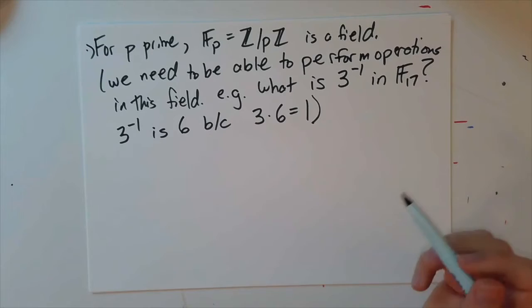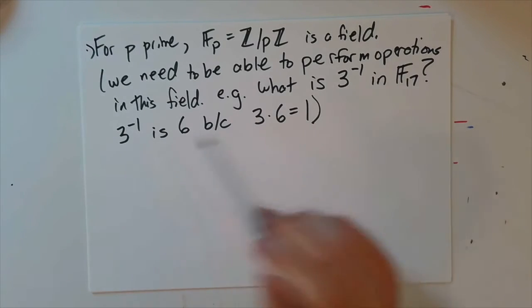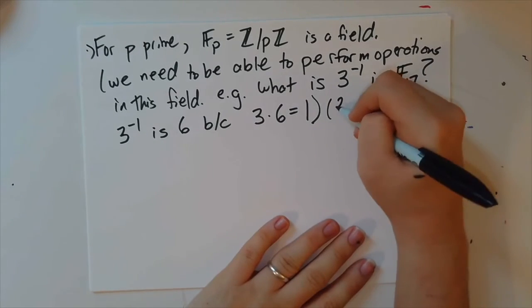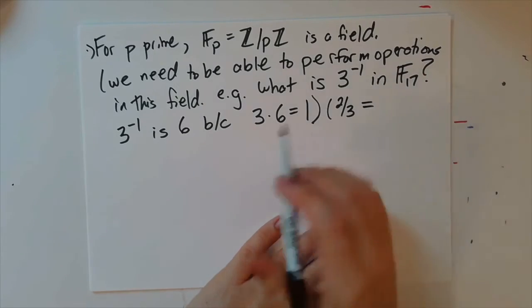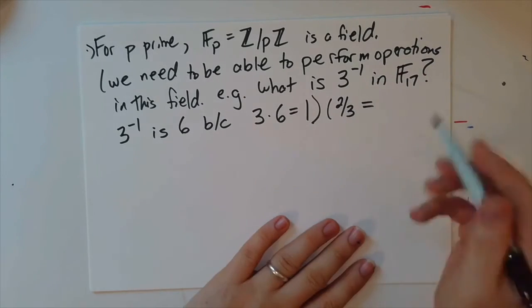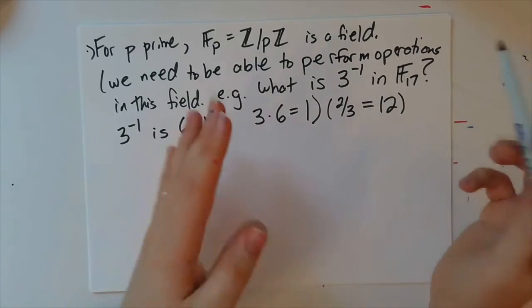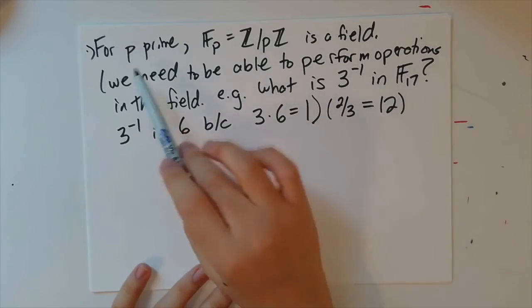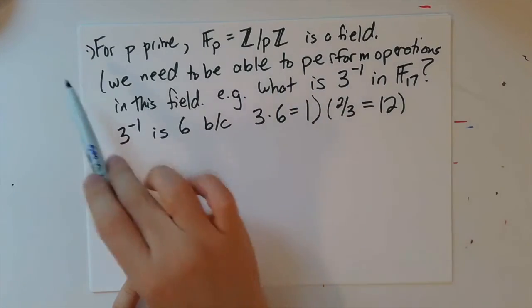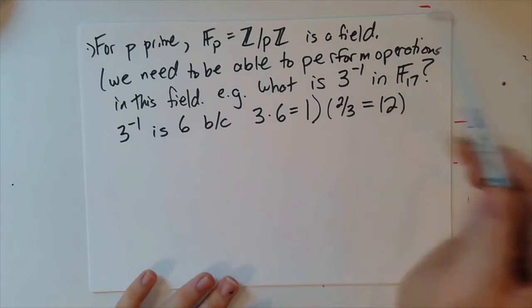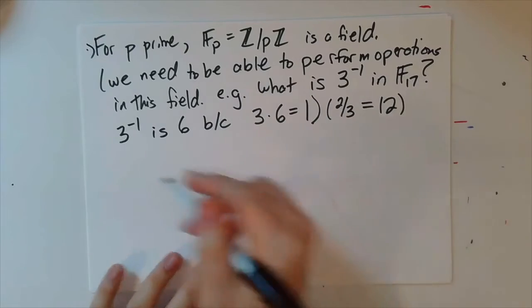And if I wrote you down something like, what's 2/3? Well, 2/3 will be 2 times 1/3, so 2/3 would be 12, and so on. So for any p prime, we know exactly how to work with a field with p elements, and we can write it down.